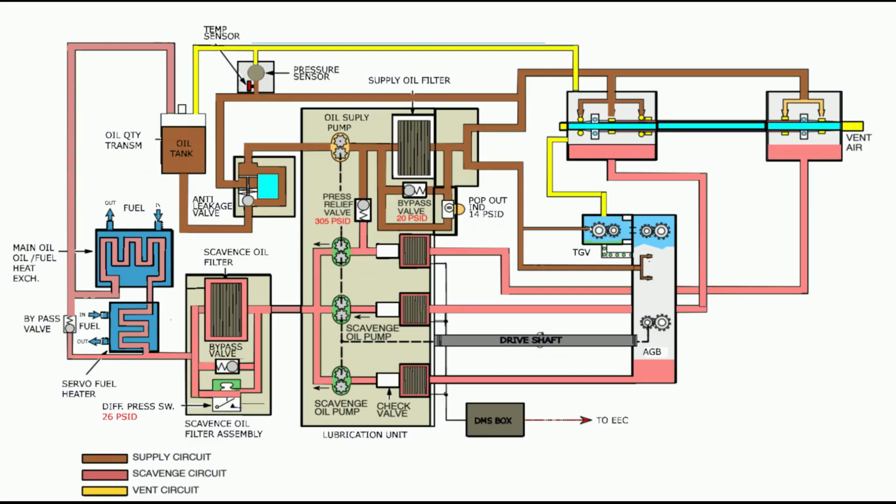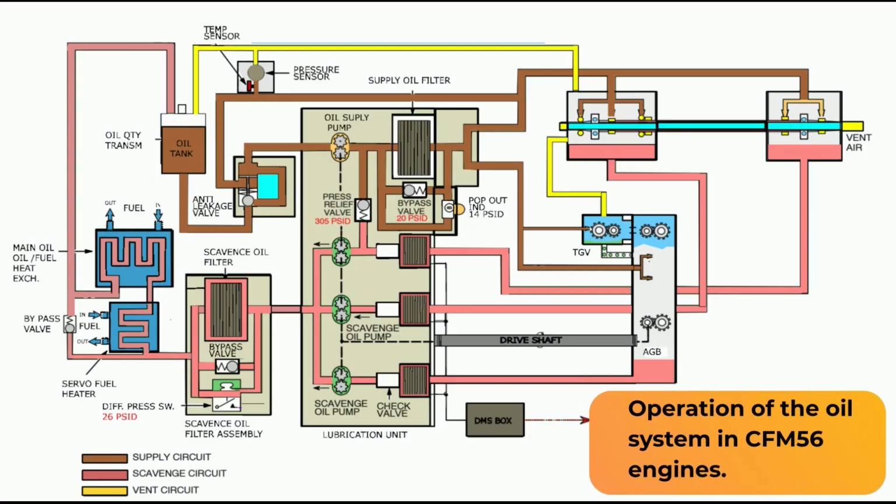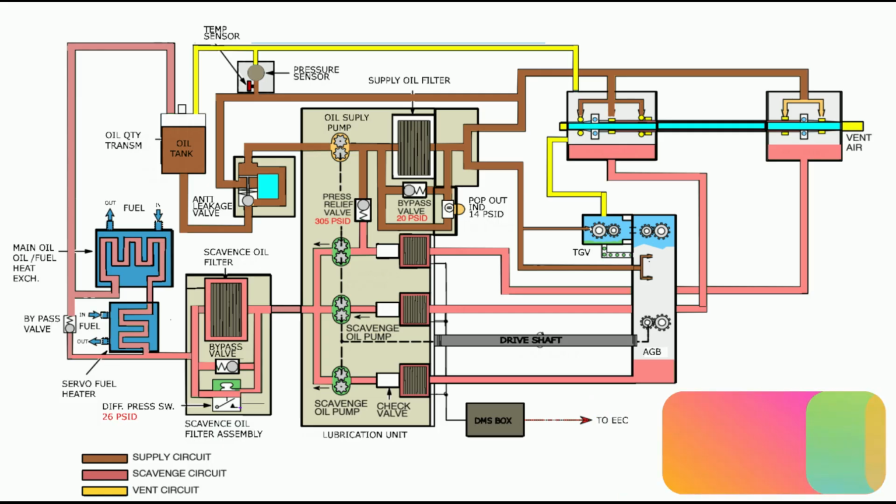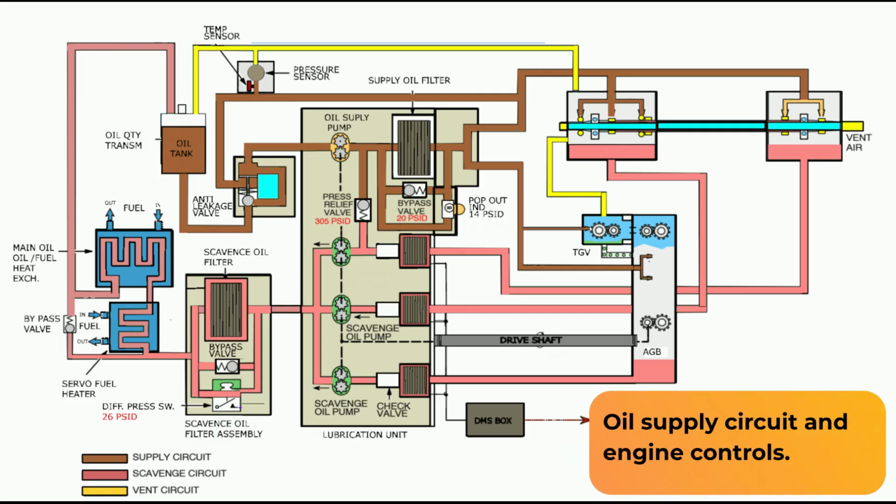So far, we have briefly covered the storage, distribution, and indication systems. After explaining the functions of the lubrication system, let's take a look at how it works. Operation of the oil system in CFM56 engines. Oil supply circuit and engine controls.